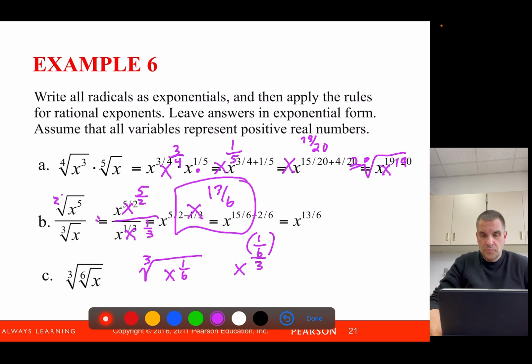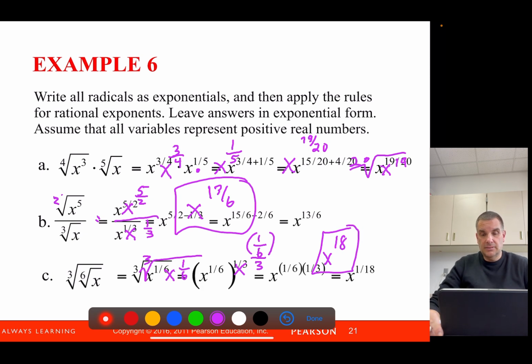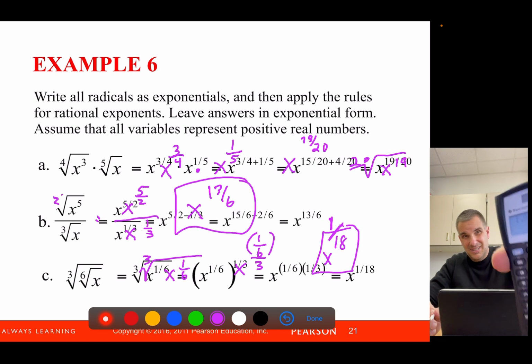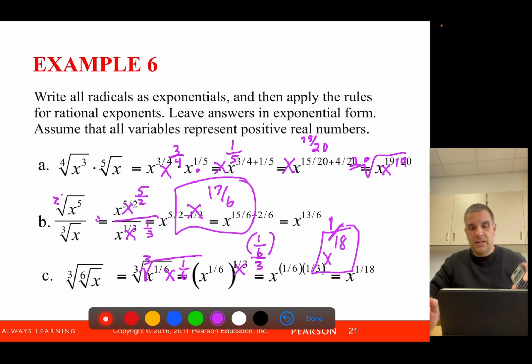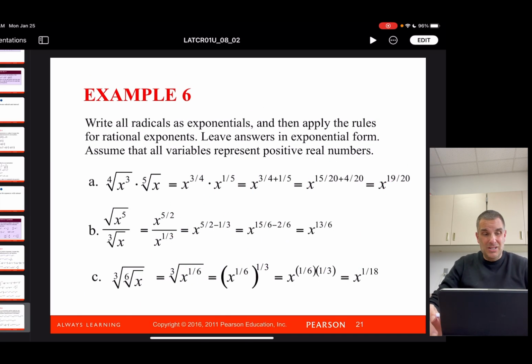Okay. So that's x to the 1/18. And there's your solution. Complicated as heck. X to the 1/18th. I'm sorry, my calculator said 1/18th. See? It's backwards. But it said 1/18th, I just said it wrong. So 1/18th. So there's our solution. Complicated, but just rewriting them.